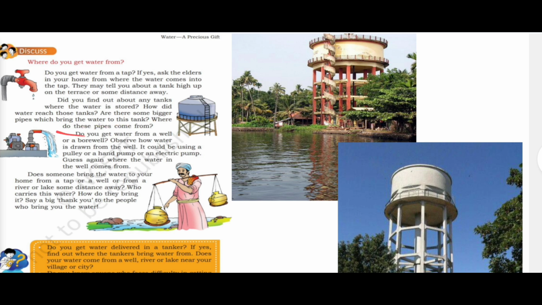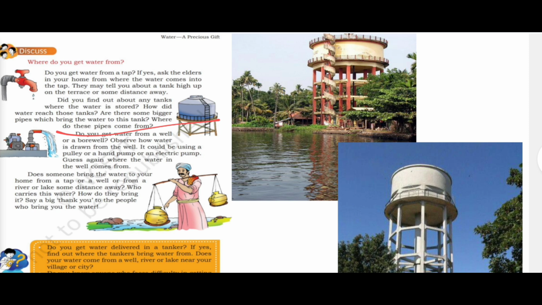Here, it is about those who get water from the taps. So now, you can see these two images. These are images of water tanks. These are huge water tanks that provide water to a large area. You can also call them community water tanks. So these provide water to a certain number of households.